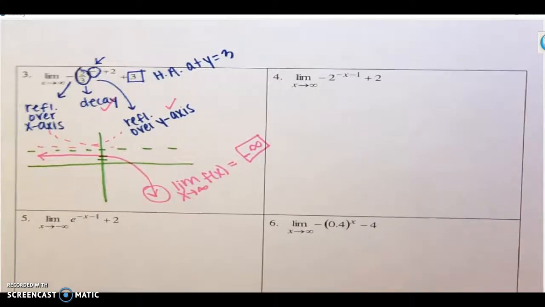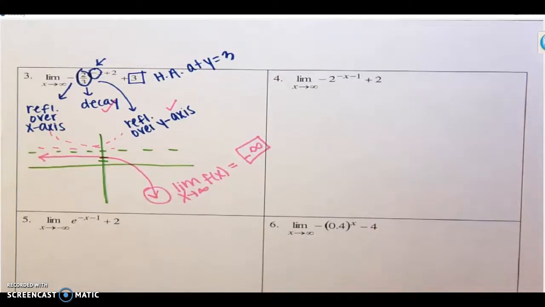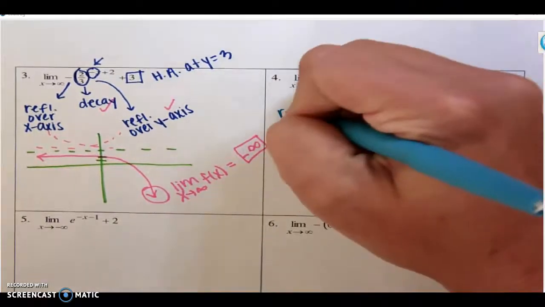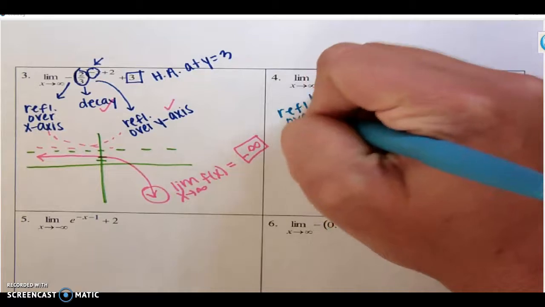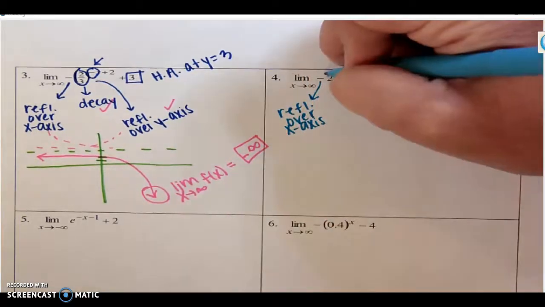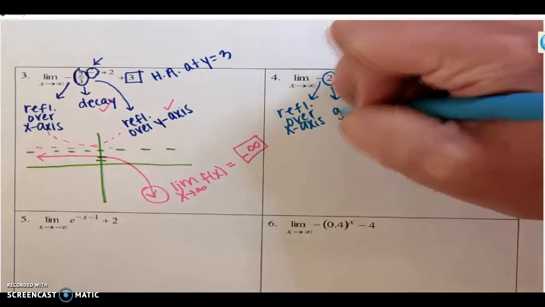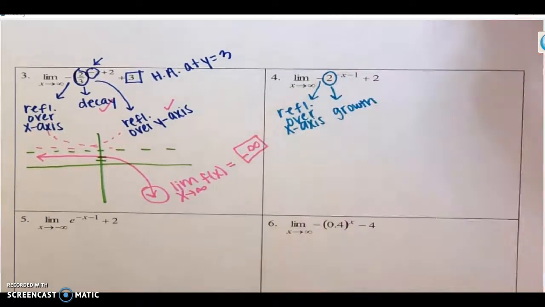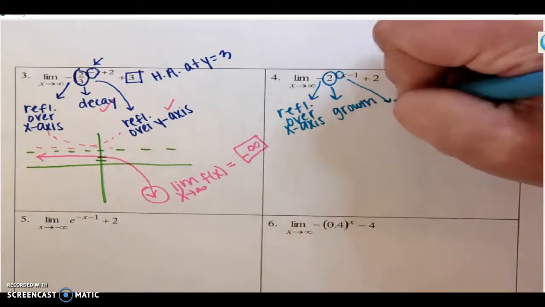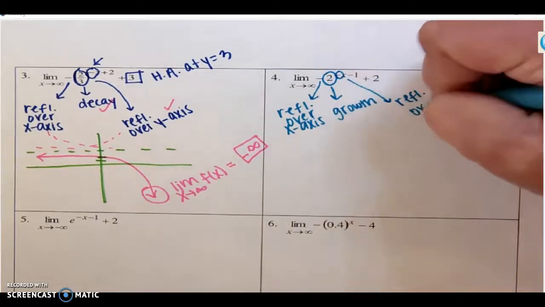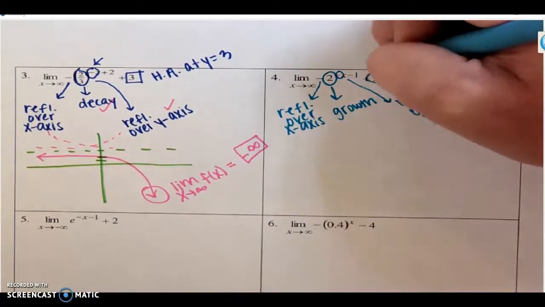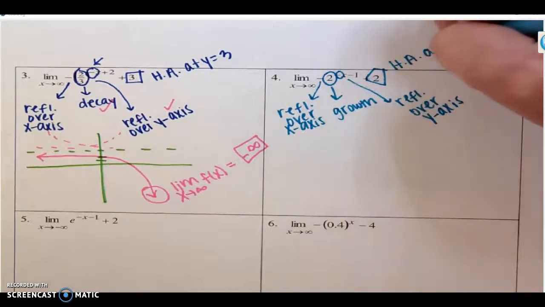Alright, for number 4, the negative in front tells us reflect over the x. And then this 2 tells us it's going to be growth. And then this negative up here tells us reflect over y. And then this 2 tells us we have that horizontal asymptote at 2.